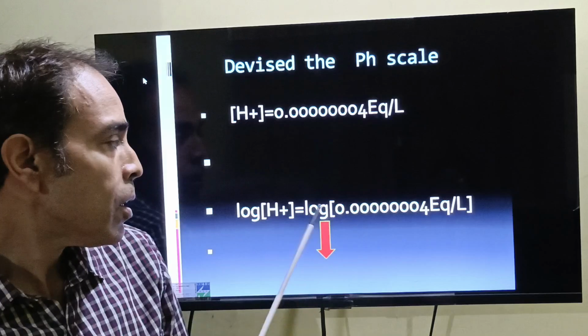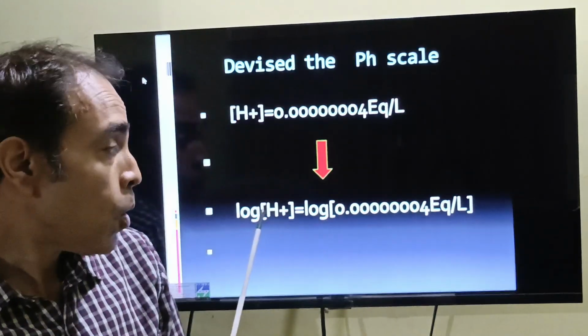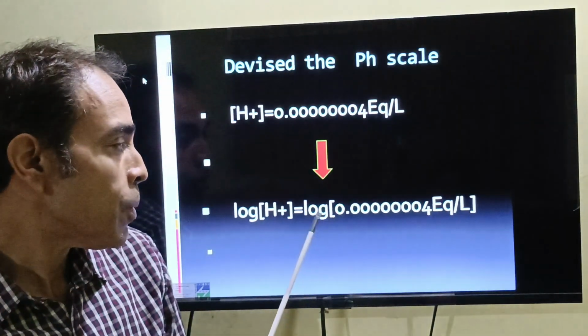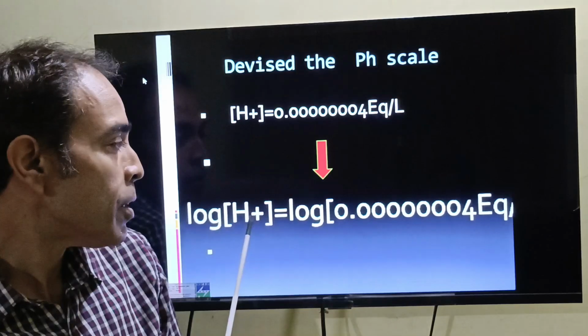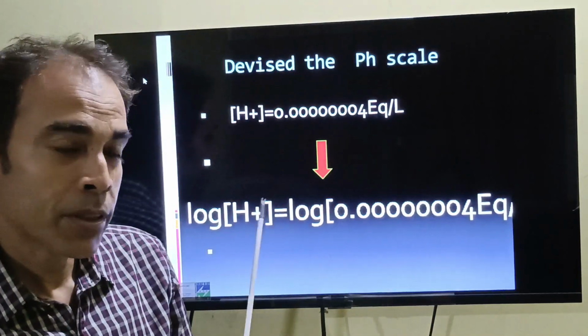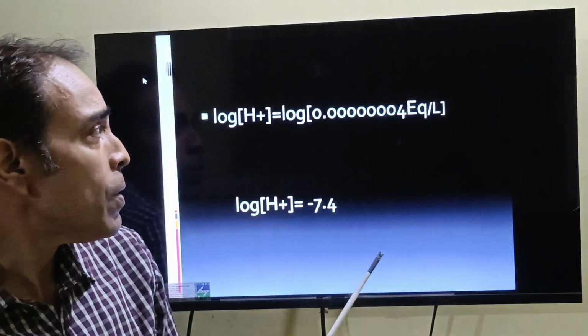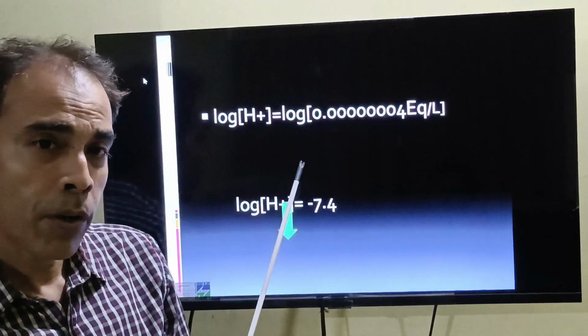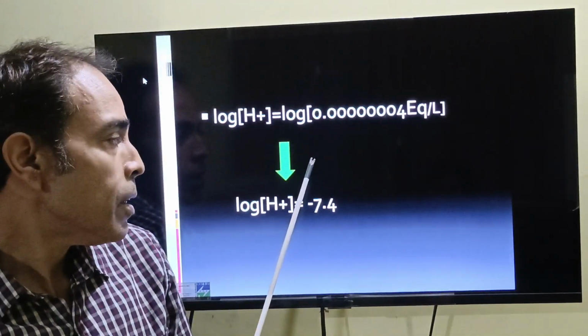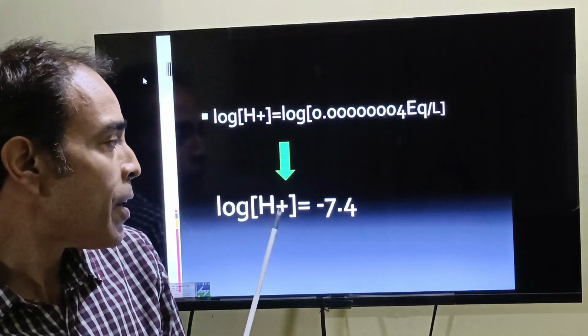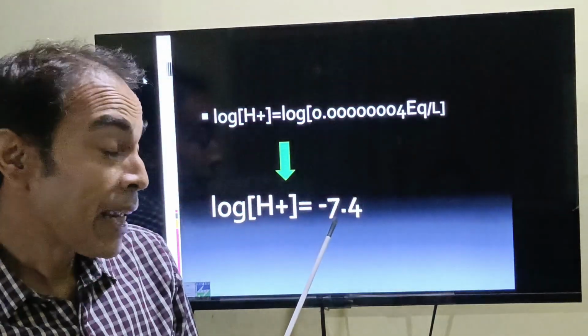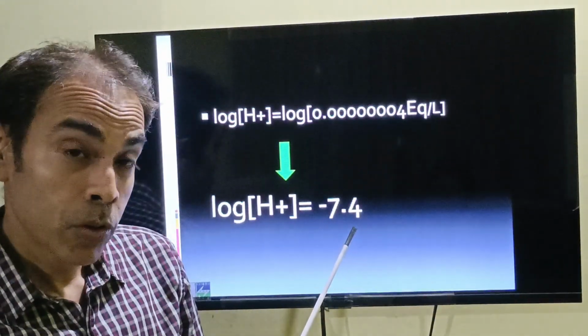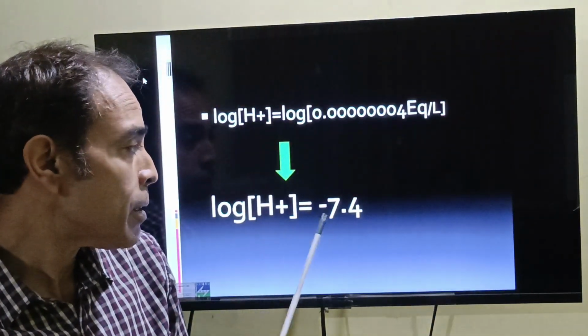He applied log on both sides of this equation. So when he applied log, log of hydrogen ion is on this side, and both sides he applied log. If you take it in the calculator also, he found that the log of hydrogen ion is equal to negative 7.4. So when you apply this log, you find that it's negative.